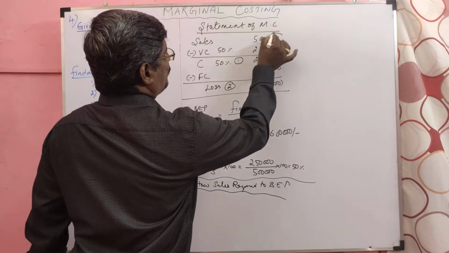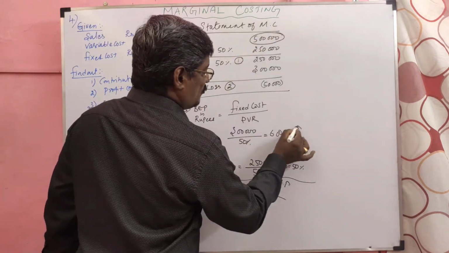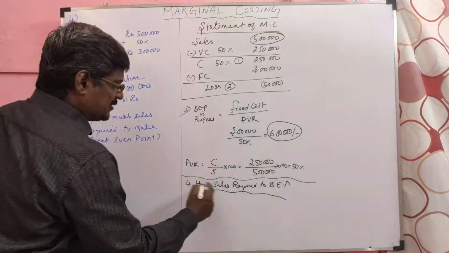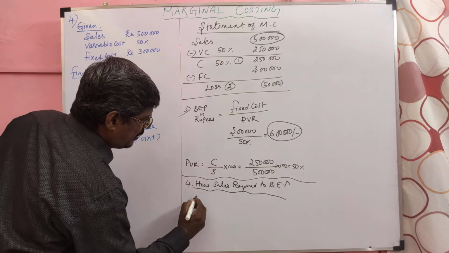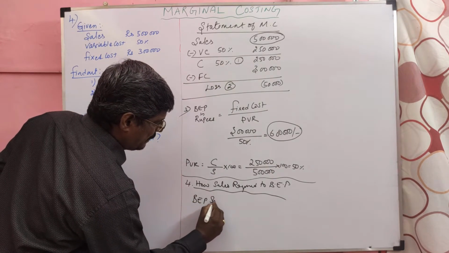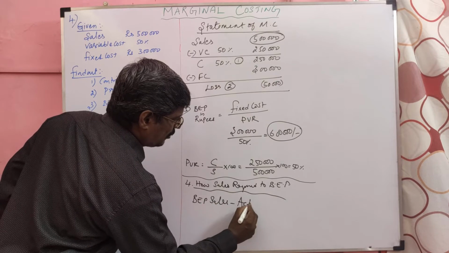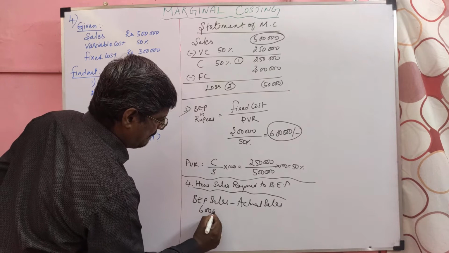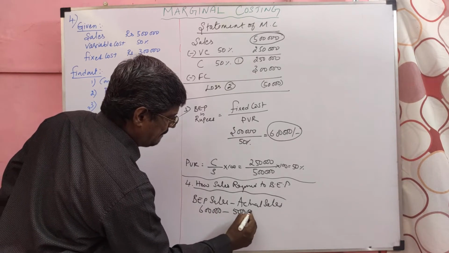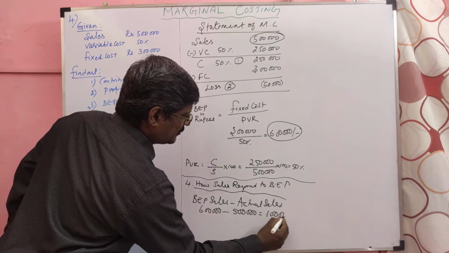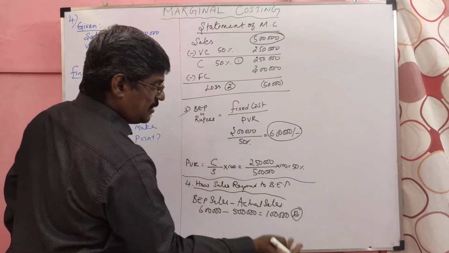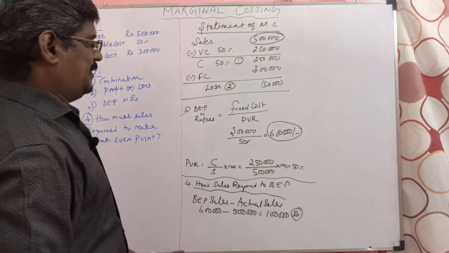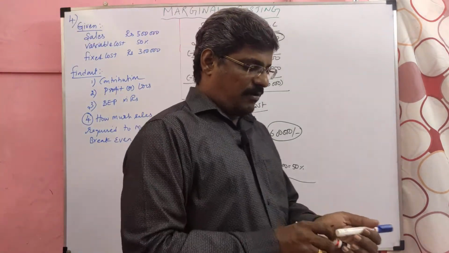Actual sales how much? 5 lakh. Break-even sales how much? 6 lakh. So how much sales to be increased? 1 lakh. So what is the formula? How much sales required to break even? BEP sales minus actual or budgeted sales. Our BEP sales 6 lakh, our actual sales 5 lakh. We have to increase sales by 1 lakh. If we increase sales by rupees 1 lakh, automatically this loss can be removed. Yes students, once again we'll go through this problem.